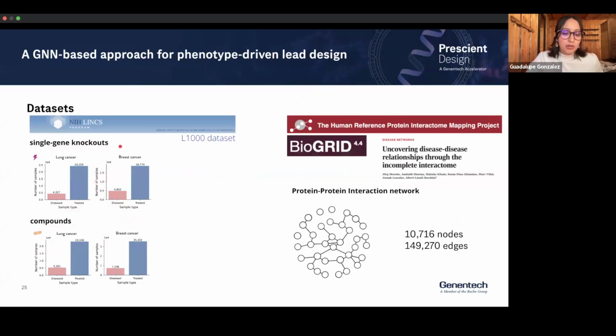We have single gene knockouts and compounds from the L1000 dataset. And to build the proxy causal graph, we have a collection of BioGrid and the human reference protein interactome. So we have around 10,000 nodes and 150K edges. So you could say a pretty large graph.